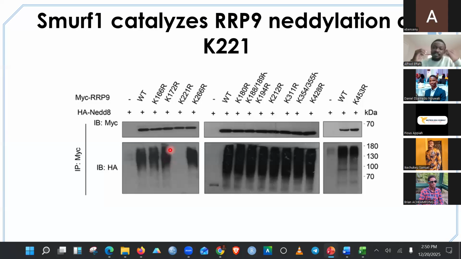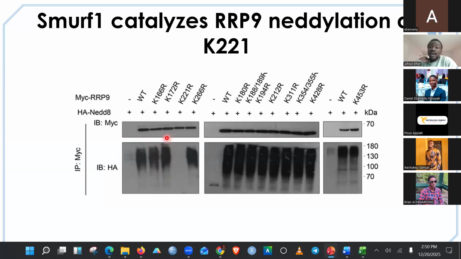It adds NED8 to RRP9. Where exactly does it add NED8? It's on position 221, lysine on position 221. So that was how they were able to confirm that. So that's one basic thing.